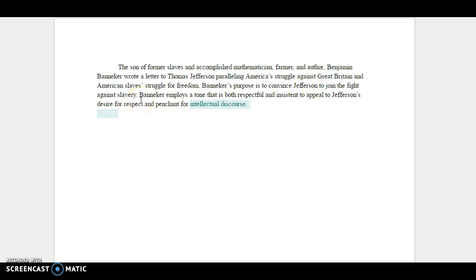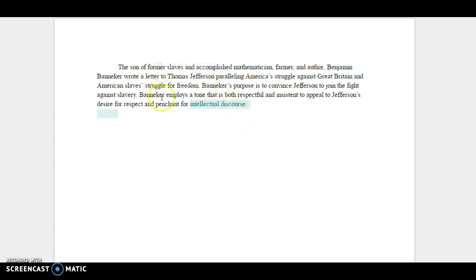So if you go through your rhetorical triangle, author's purpose should be covered there. And then the last sentence, which is like your claim, these two sentences together are really your claim, the purpose and the tone. Banneker employs a tone that is both respectful and insistent. So you cover the tone, and then one specific thing that the author uses the tone to appeal to. And I said to appeal to Jefferson's desire for respect and penchant. Penchant means something that you tend to do. Penchant for intellectual discourse, because Jefferson is known as being an intellectual.